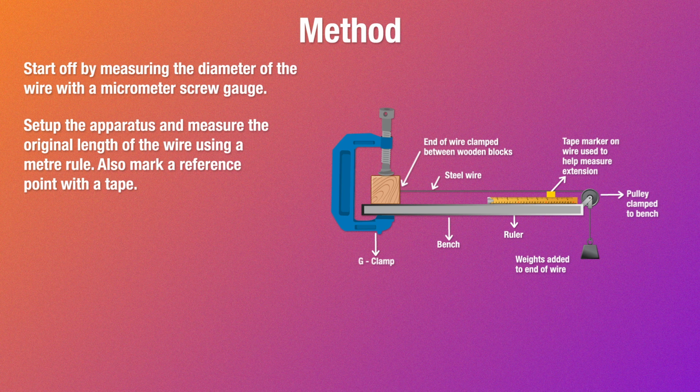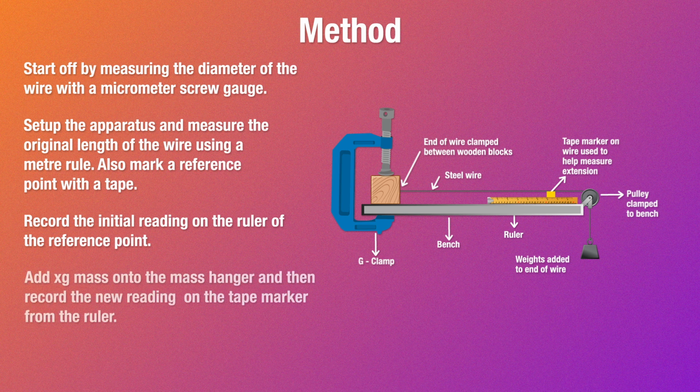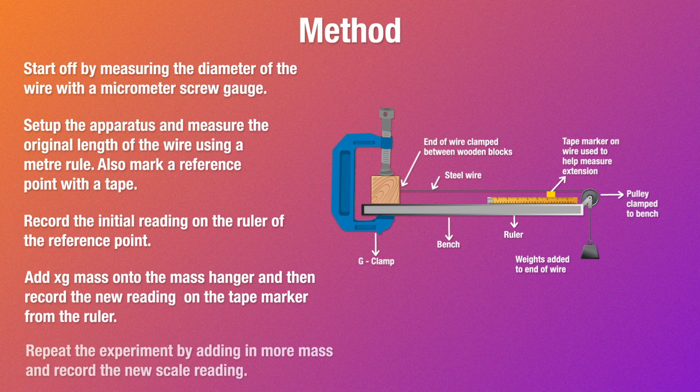After that, you'll set up the experiment, measure the original length of the wire using a meter rule, and then mark a reference point on the wire using something like tape. Now, record the initial reading on the ruler up to the reference point. Now you're going to add another weight and record the reading. Great. Now it's simple. Just repeat this process, adding in more and more weights and recording the new readings.